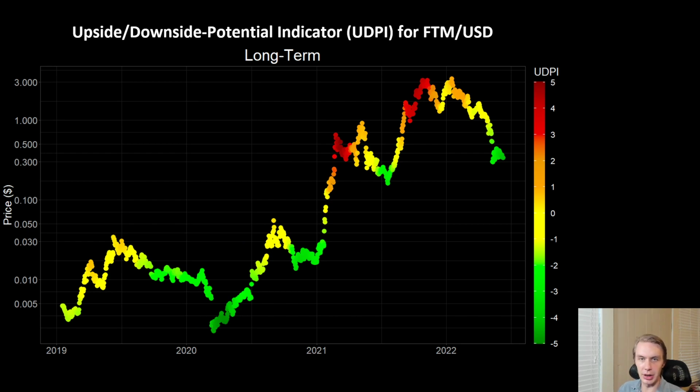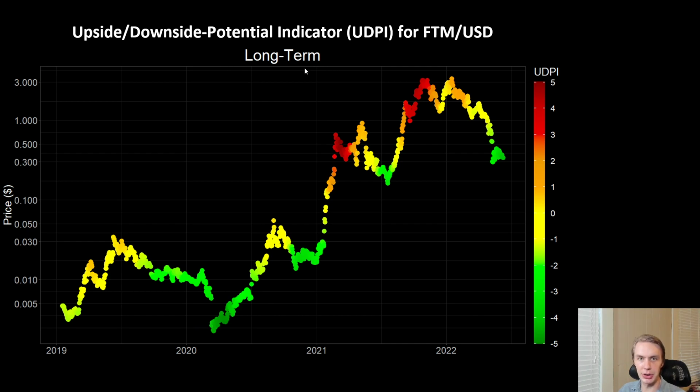So I wanted to start our conversation today with the upside-downside potential indicator for Fantom. If you're not familiar, this is our risk model here at the channel. Higher values closer to 5 are high risk, lower values closer down to -5 are low risk. And this is the price history of Fantom over time. And you see that the UDPI has done a good job of identifying these high risk points where downside has followed soon after, as well as these low risk points that often precede moves to the upside.